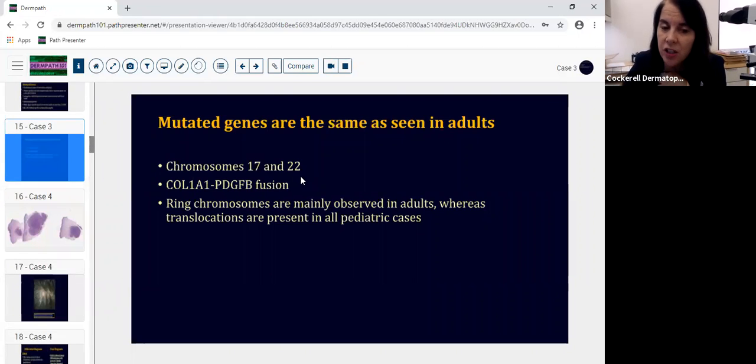There's a translocation of 17;22, which is similar to what you see in adults. And you also have a fusion gene of COL1A1 and platelet-derived growth factor beta. You can see ring chromosomes are mainly observed in adults, whereas translocations are present in all the pediatric cases. So you can do FISH for the fusion gene, and that can help you determine if this translocation is present.